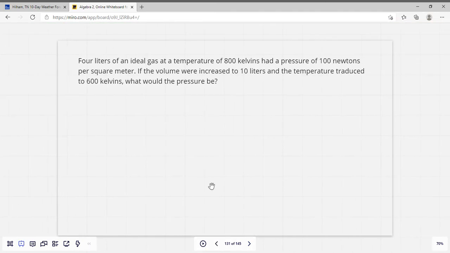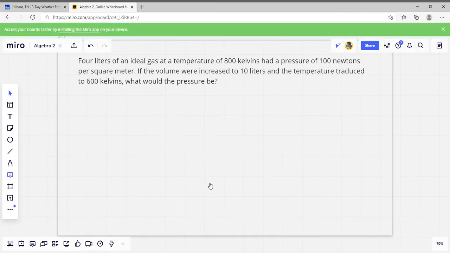Alright, so let's work a problem. 4 liters of an ideal gas at a temperature of 800 kelvins had a pressure of 100 newtons per square meter. If the volume were increased to 10 liters and the temperature reduced to 600, what would the pressure be? Alright, so first thing I'm going to do is write my equation. It's P1 V1 over T1 equals P2 V2 over T2. These are 1s, and these are 2s.